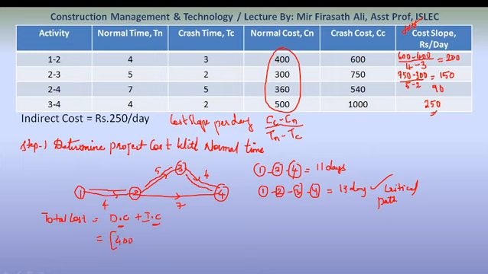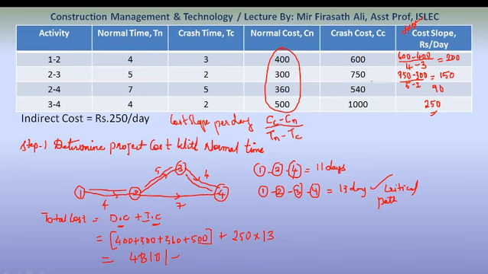400 plus 300 plus 360 plus 500 is the direct cost. Plus indirect cost, which is rupees 250 per day. 250 into how many days is this project completing? It is completing in 13 days, our critical path. 13 days into 250. So total cost is 4,810 rupees.